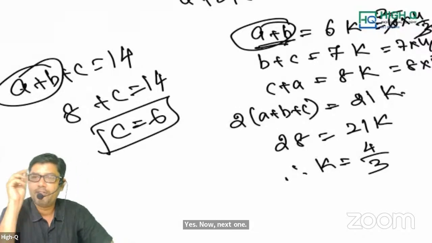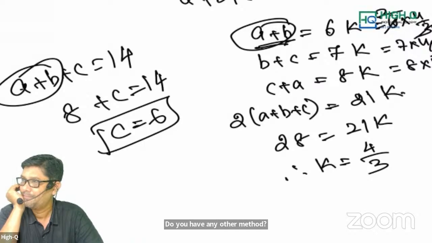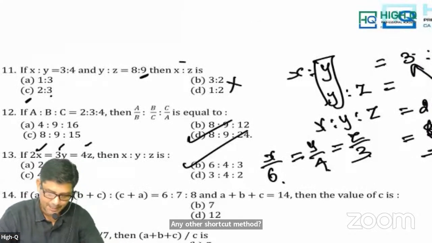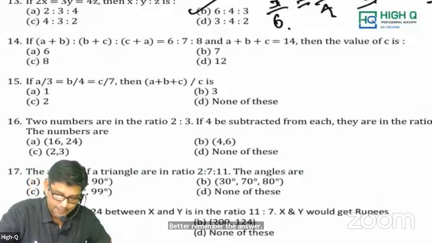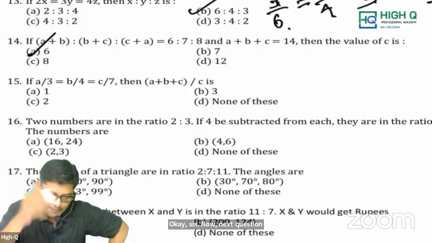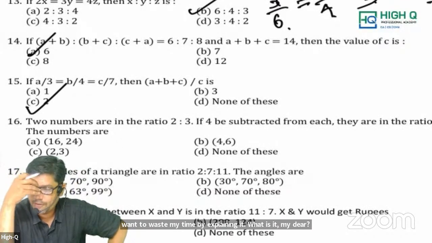Right? Do you have any other method? Any other shortcut method? Better remember the answer. I have a method, but let us not confuse you people. Okay. 6. Now, the next question is very simple. I don't want to waste my time by explaining it. What is it, my dear? 2. Is that right? Is the answer 2? Is that correct, all of you?